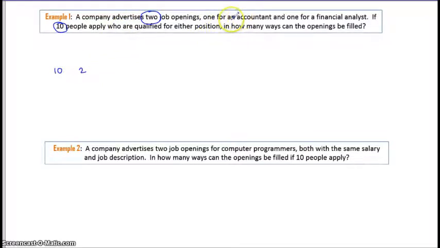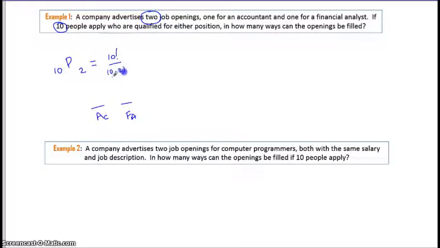Here we have a job, an accountant and a financial analyst. Even though they're both qualified, the accountant and the financial analyst are going to be different jobs. So this is a situation where order is important. So really what we're doing is permuting them. We're choosing a group of 2 people out of a group of 10 where order is important.